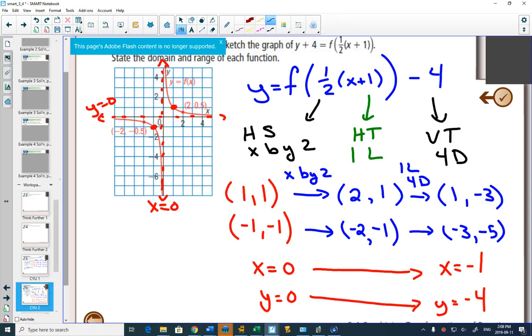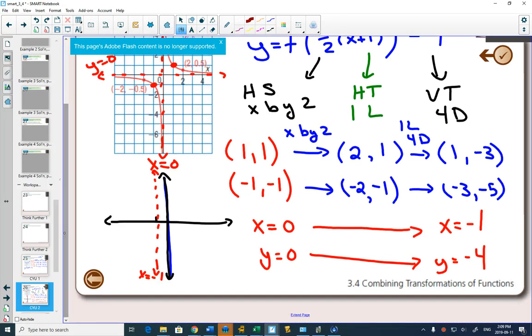So when you go to graph this, I like to graph these on a new grid. Especially with asymptotes, it gets really busy if you try to put too much on one graph. When I go to graph this, I would start with my asymptotes. So I draw my asymptote and label it at x equals -1. 1, 2, 3, 4. Draw my horizontal asymptote and label it at y equals -4.